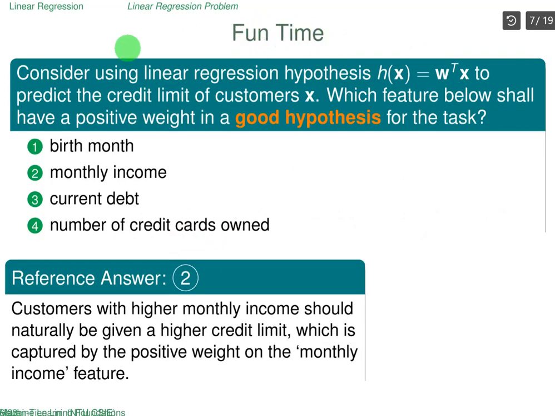Let's take a look at this quiz. So consider using linear regression hypothesis, which is given in the following form, to predict the credit limit of customers, represented by vector x. Which feature below shall have a positive weight in a good hypothesis for the task? Well, here we have birth month, feature of the customer or applicant, monthly income, current debt, or number of credit cards owned. So we are interested in the positive weight. Surely, we can think that the positive weight should be given to monthly income. The more income, the higher positive weight. Okay, so customers with higher income should naturally be given a higher credit limit, which is captured by the positive weight on the monthly income feature.